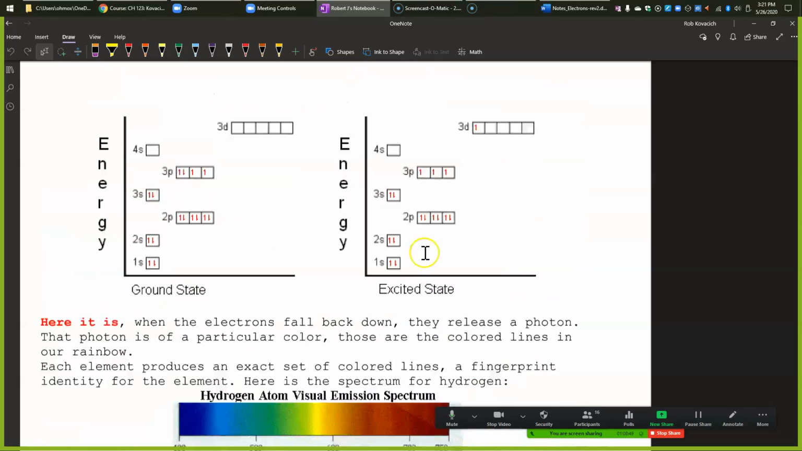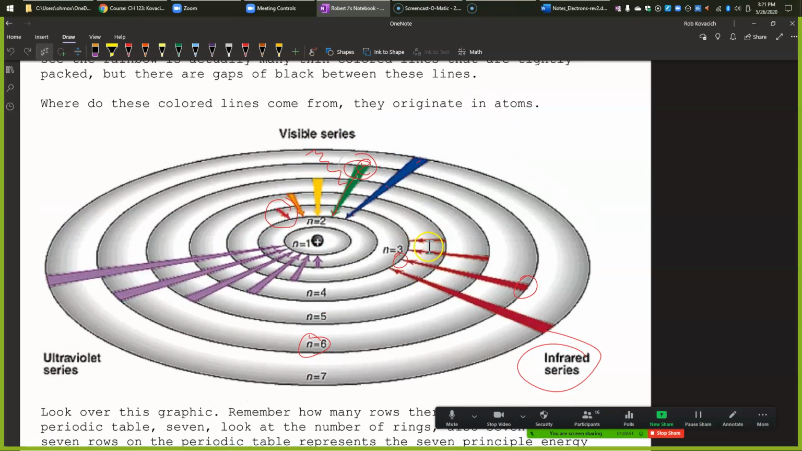In the visible series, is it showing the light going from level 7 to level 6 to level 5, or is it just showing a straight jump from like 6 to 2 or 7 to 2? They're all falling down to energy level 2 in a straight shot. It's not a sequence where they go 7 to 6, or 6 to 5. It's a straight shot. Okay.